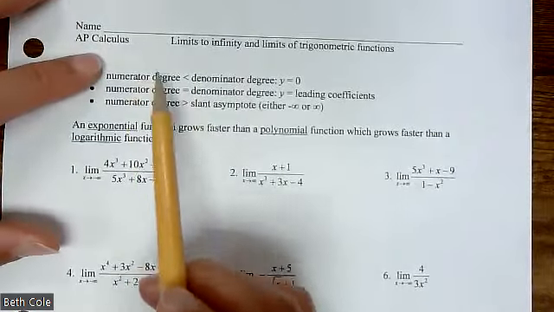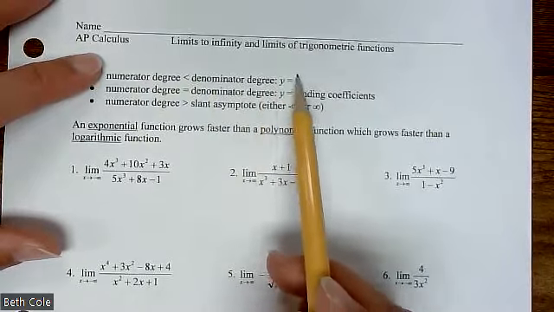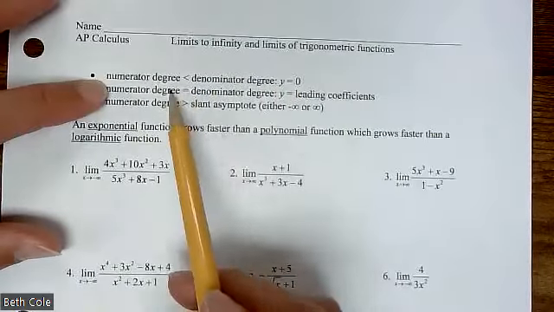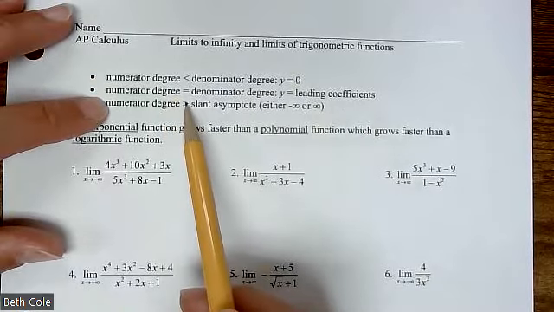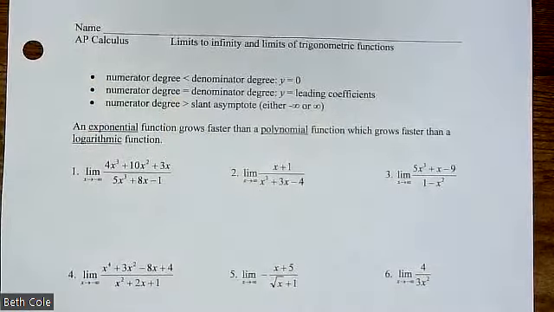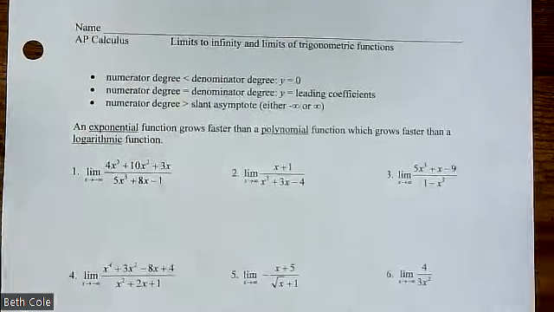If your numerator degree is smaller than the denominator, it's automatically 0. If they're equal, you use your leading coefficients. And if the numerator degree is bigger, it's a slant asymptote, which means it's either going to go up or down. And at that point, you're just checking, is it positive or is it negative? Okay. So let's just go through and compare the powers.